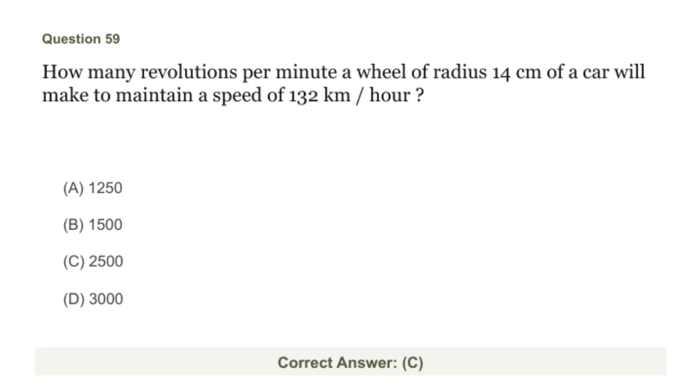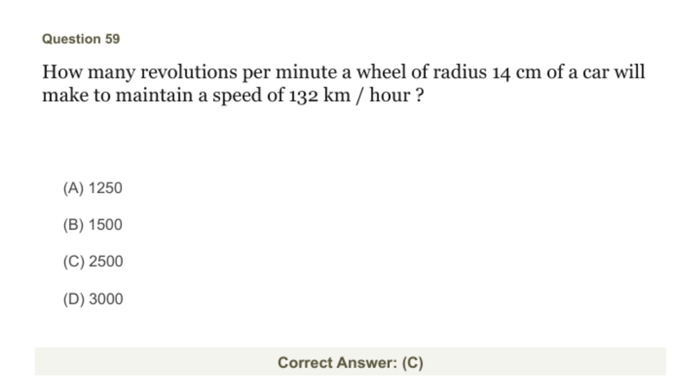The linear speed is how fast the car moves along the road, while the rotational speed is how many times the wheel turns. To do this, we convert the car's speed from kilometers per hour to centimeters per minute, because our radius is in centimeters, and we want the final answer in revolutions per minute.